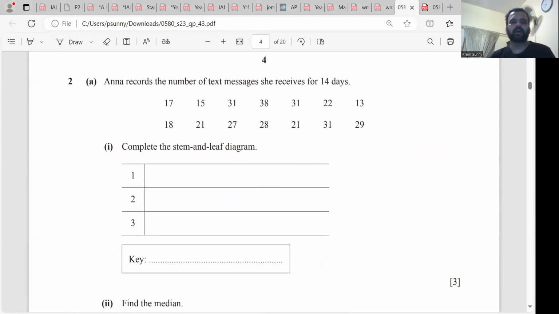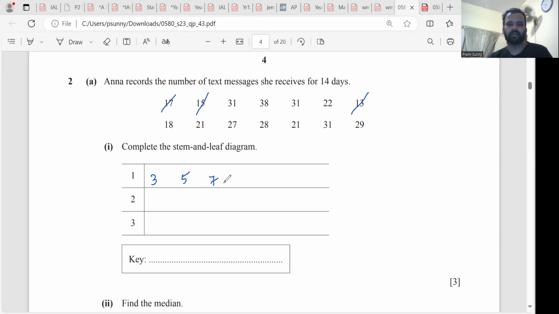Anna records the number of text messages she receives for 14 days. These are the values given here. Complete the stem and leaf diagram. So to complete the stem and leaf diagram, let's start with the smallest number, 13. So 1, 3 here. And then after 13, we have 15. So 1 and 5. And then we have 17.